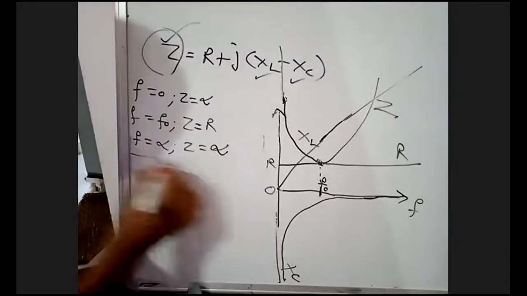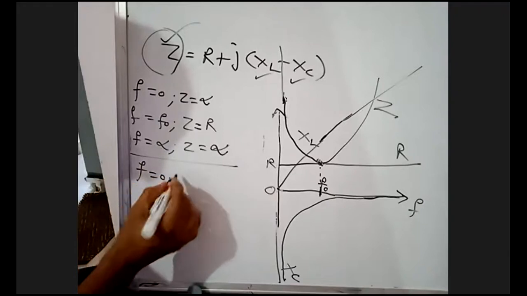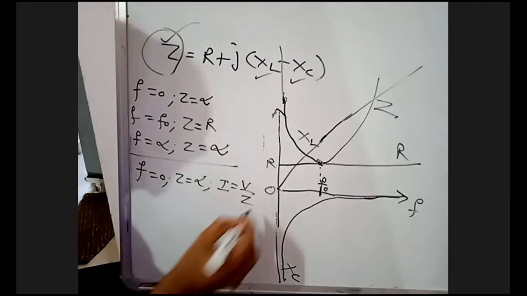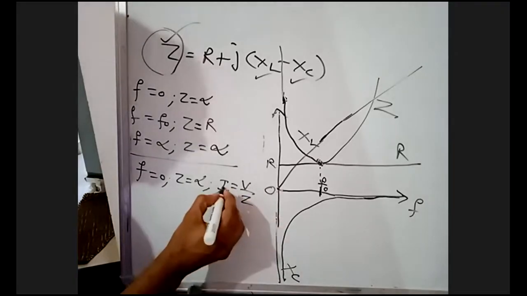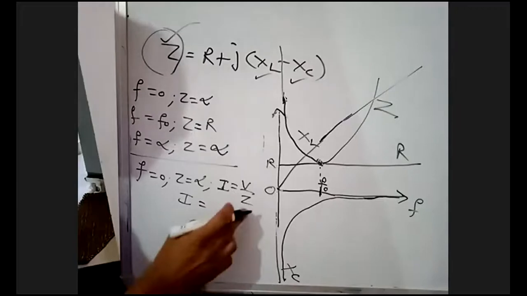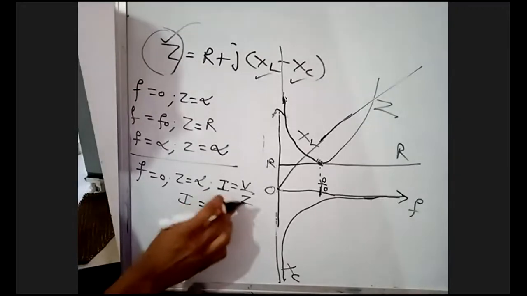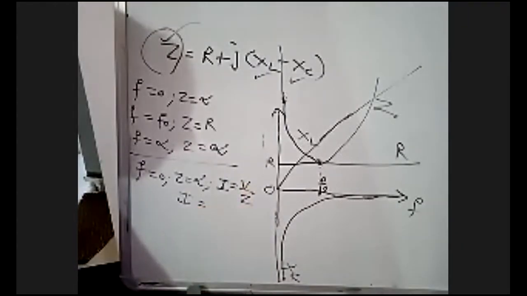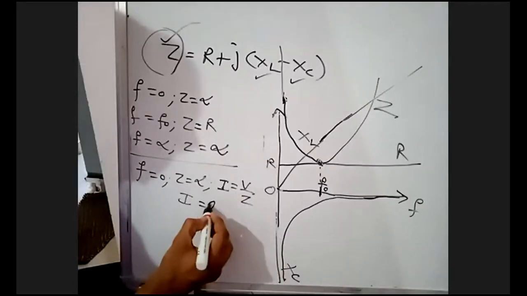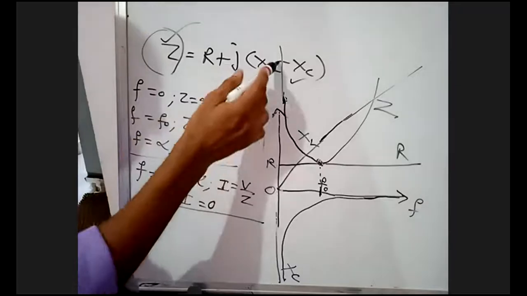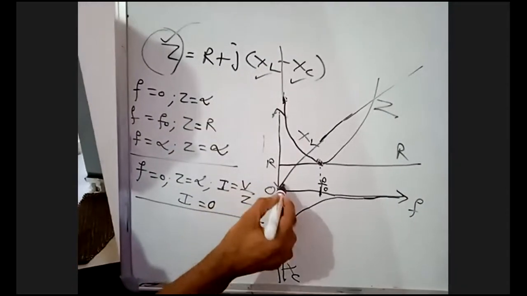So now I will calculate for current. f is equal to 0, Z is infinity. What is the formula for I? V by Z. If Z is infinity, what is current? 0. Okay, this is the first condition. At f is equal to 0, your impedance is infinity, but your current is 0.